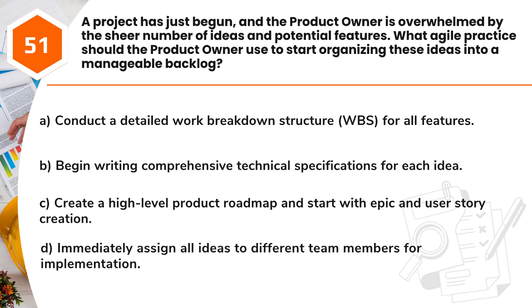Question 51. A project has just begun, and the product owner is overwhelmed by the sheer number of ideas and potential features. What Agile practice should the product owner use to start organizing these ideas into a manageable backlog? A. Conduct a detailed work breakdown structure, WBS, for all features. B. Begin writing comprehensive technical specifications for each idea. C. Create a high-level product roadmap and start with epic and user story creation. D. Immediately assign all ideas to different team members for implementation.